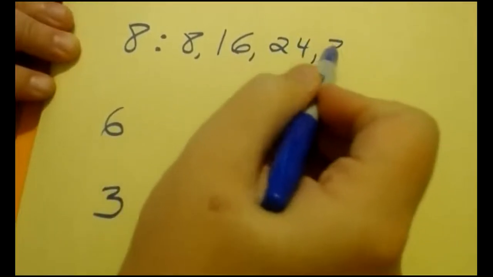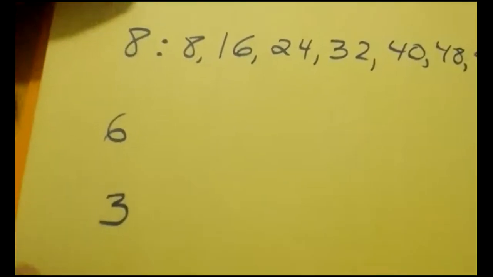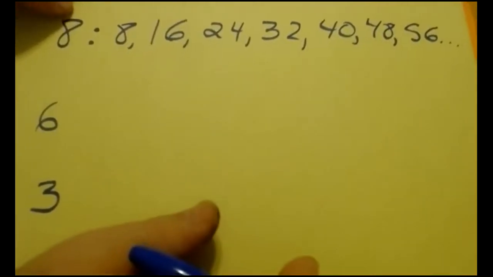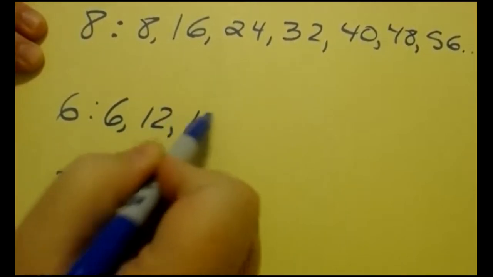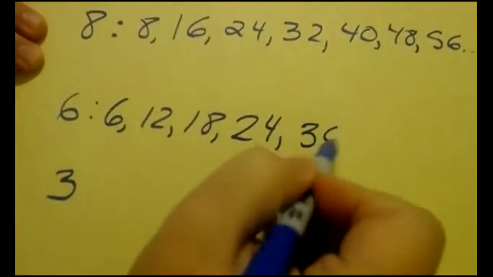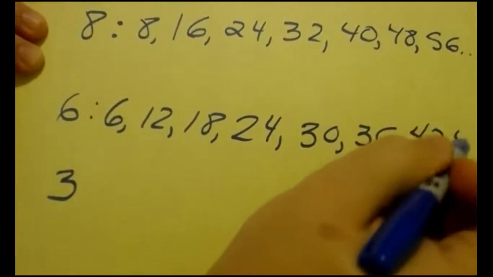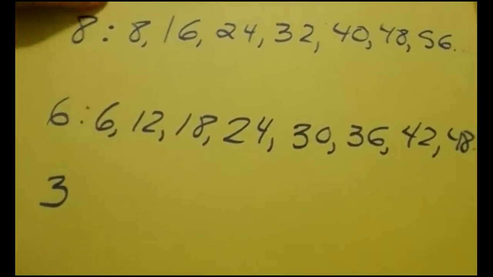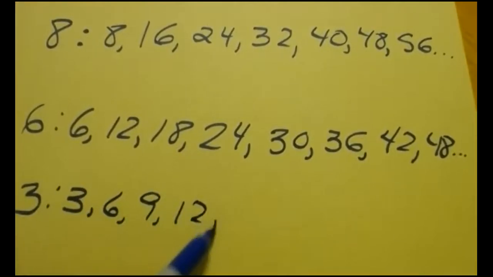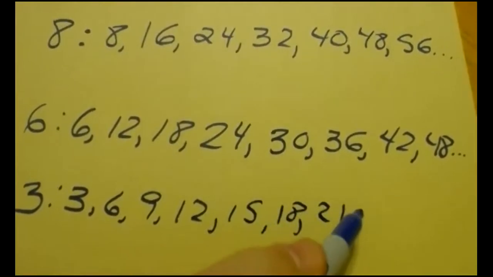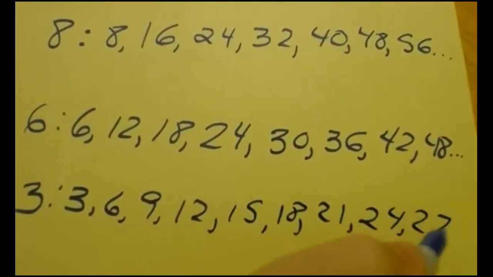So the multiples of 8 will be 8, 16, 24, 32, 40, 48, 56. I went as far as I could without going really crazy. Let's do that with 6 as well. The multiples of 6: 6, 12, 18, 24, 30, 36, 42, 48, and so on. Then for the multiples of 3, I have 3, 6, 9, 12, 15, 18, 21, 24, 27, 30.